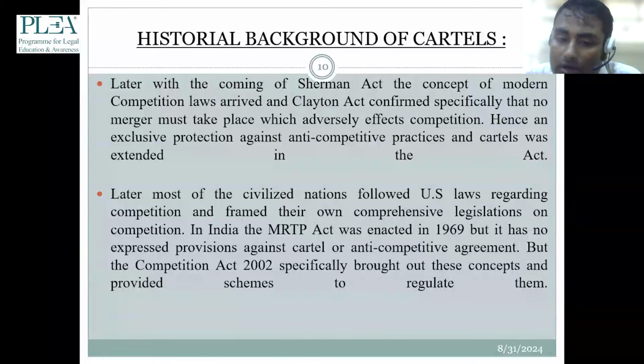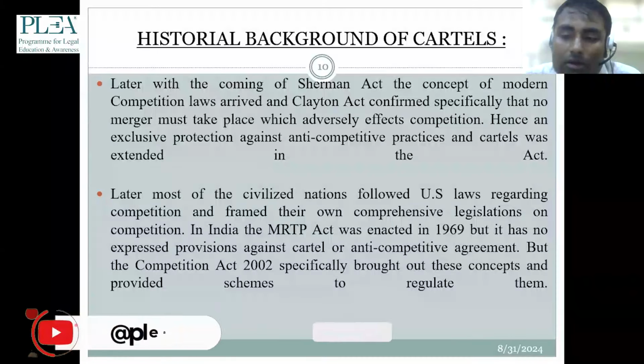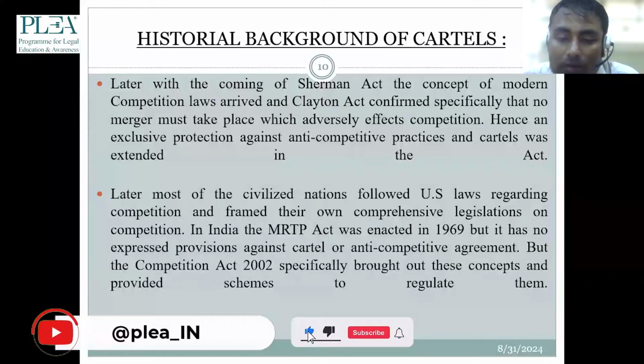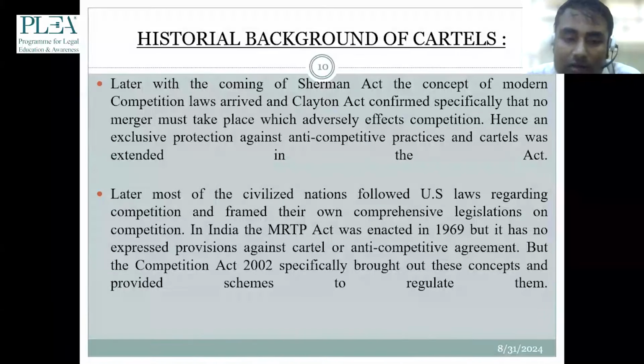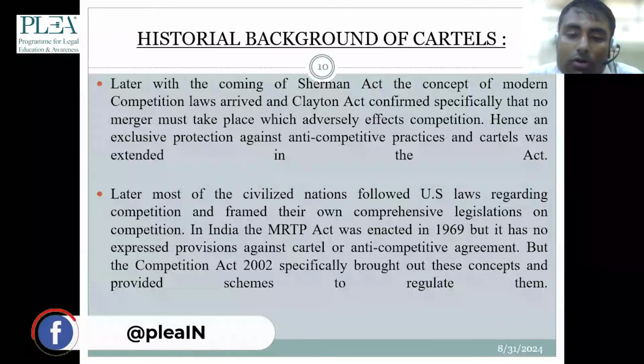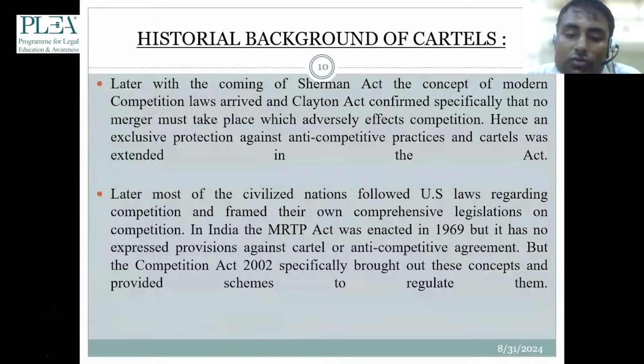In India, the MRTP Act, as I have mentioned, was enacted in 1969, but it has no express provisions. Even if you go into the MRTP Act, you will not find a single word relating to cartel. But the Competition Act in 2002 defined these concepts and provided schemes to regulate them.